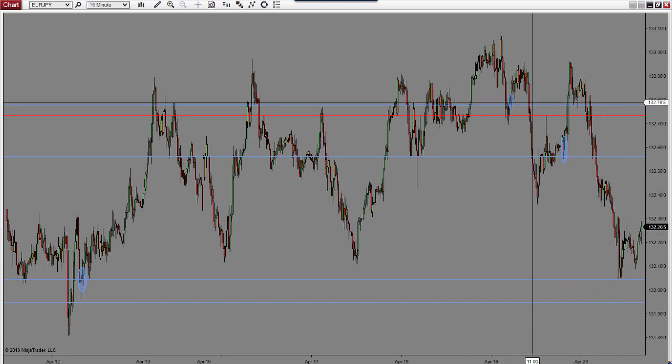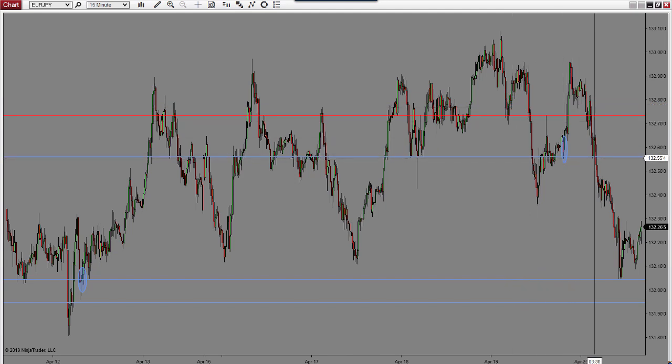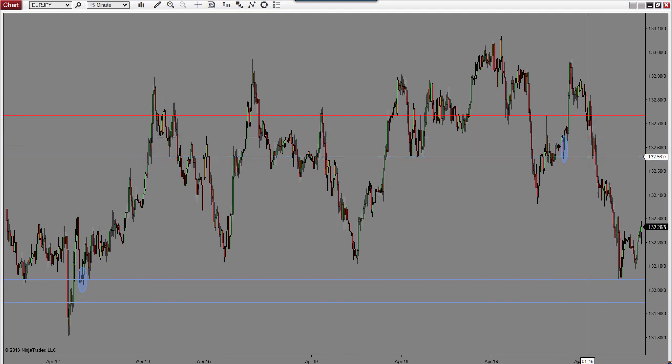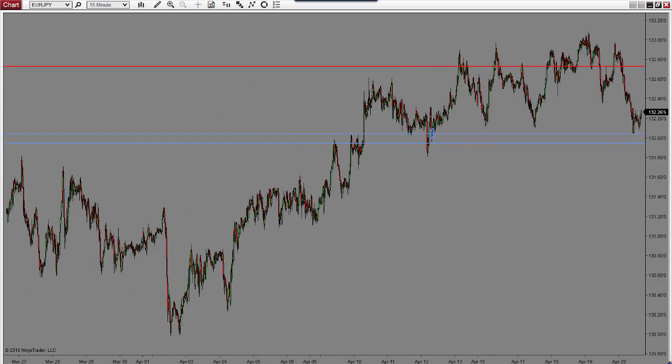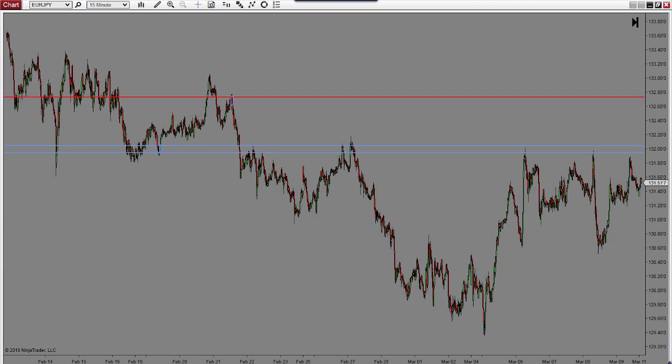Okay, so you would have had this blue line associated with this blue ellipse, never would have had an entry. So we'll get rid of that. You would have had this blue line right here associated with this blue ellipse. You would have had an entry there. So it would have been a loss, and then you would be long right now. So where is this one? This is probably that last red one back right there.